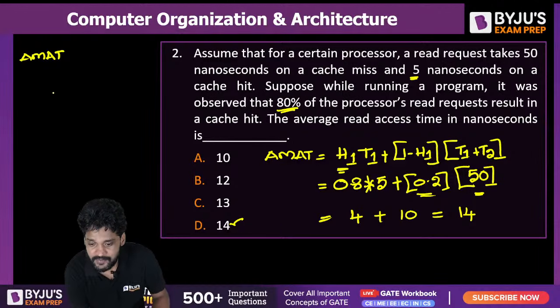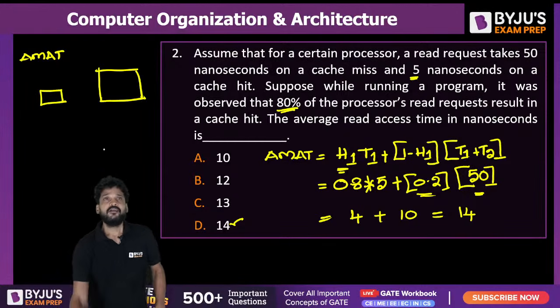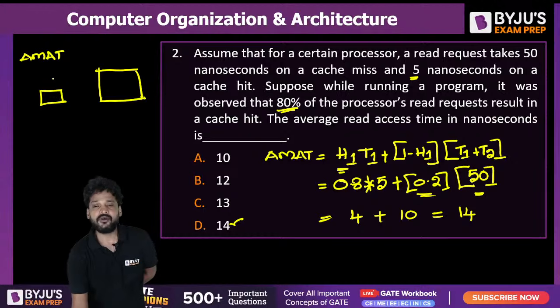I will tell you a simple rule here. Let us say this is a level 1 cache and this is main memory. Here you need to understand that generally the CPU comes to the level 1 cache, let us say cache memory, for any information. It doesn't go directly to the main memory. Only in the case of a miss does it go to the main memory, right?